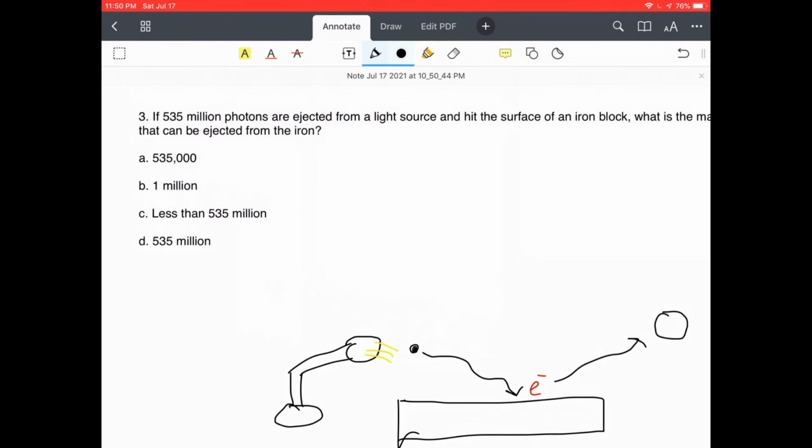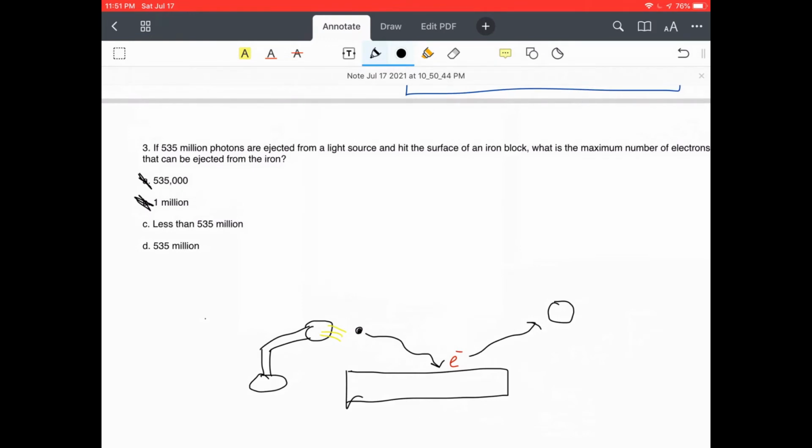So that gets us A and B out of the way. And so C and D are kind of similar. What we have in C is that we are expecting less than 535 million electrons to be ejected. And so this is definitely a possible scenario.